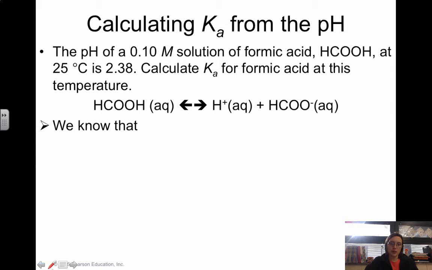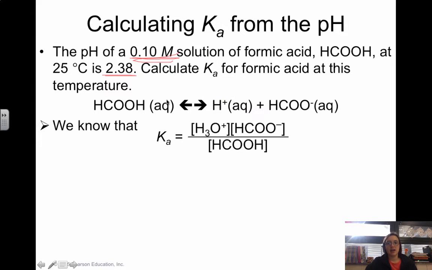It says the pH of a 0.1 molar solution of formic acid at 25 degrees Celsius is 2.38. So pH is 2.38. We have our initial concentration of 0.1 and it says to calculate Ka. What we need to do first is write the equation for the equilibrium reaction. So we have formic acid at equilibrium, double arrow, with H+ and HCOO-. Most weak acids are going to consist of carbon, hydrogen, and oxygen, and that's exactly what this weak acid is.